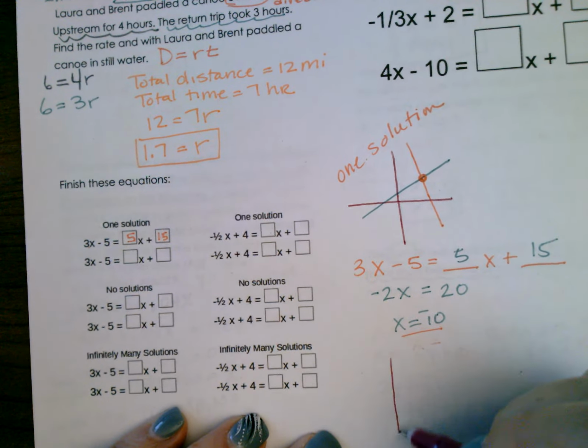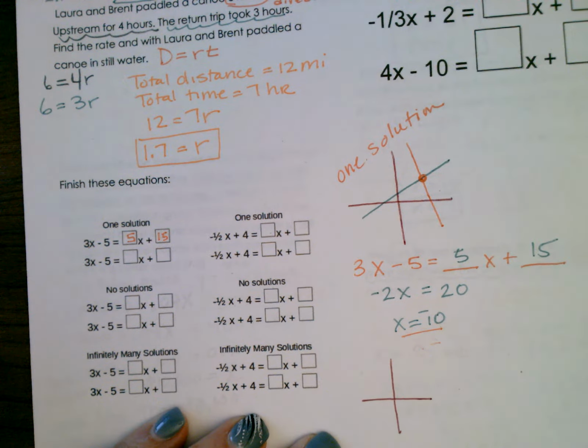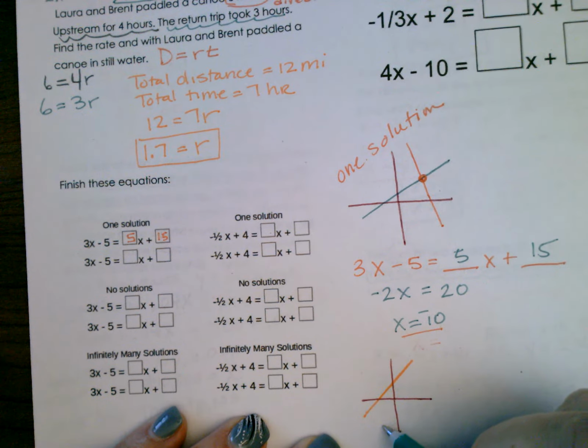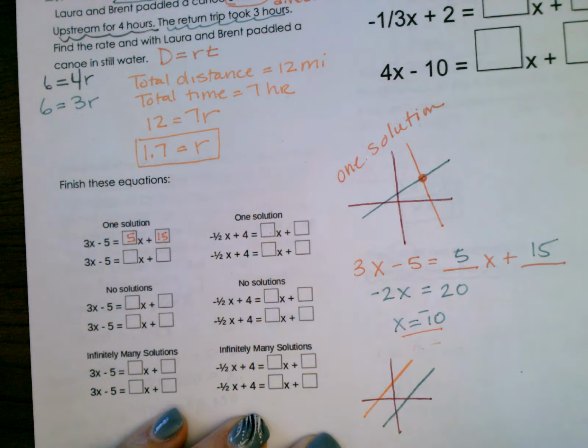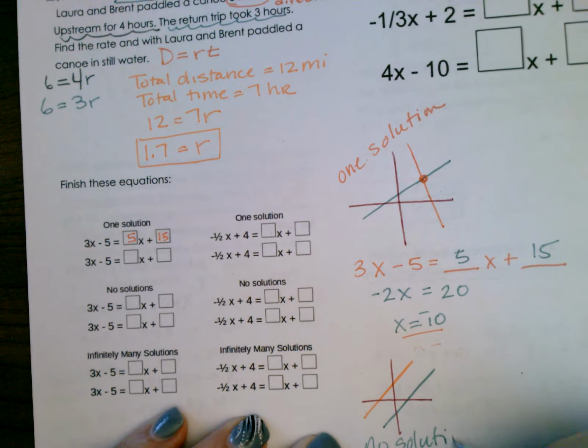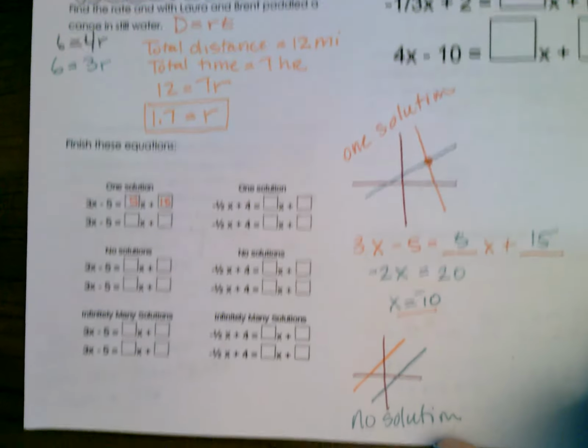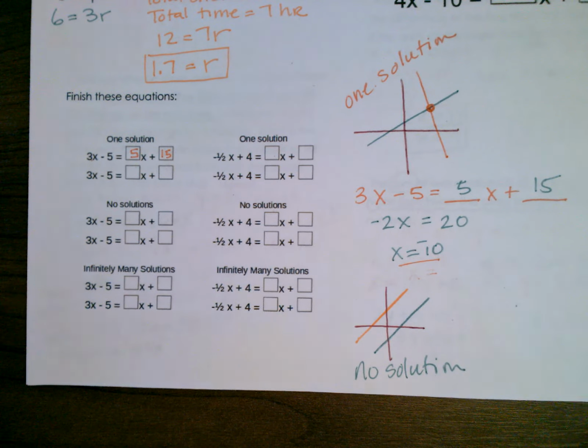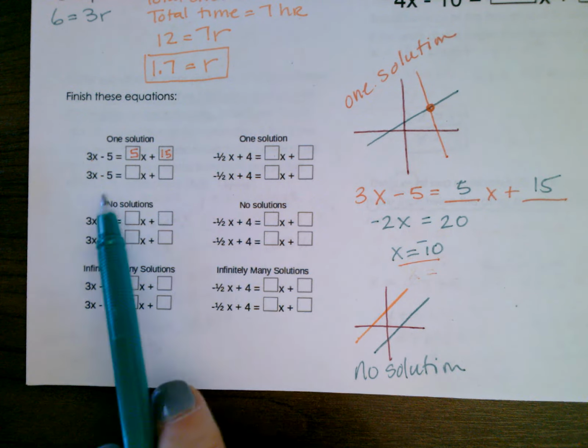We talked about what kind of graph would have no solution. Hopefully you remember it has to be parallel lines. They will never cross, therefore there would be no solution. Well, in Chapter 5, we discussed parallel lines. What can you remember was the rule for parallel lines? They have to have something in common.